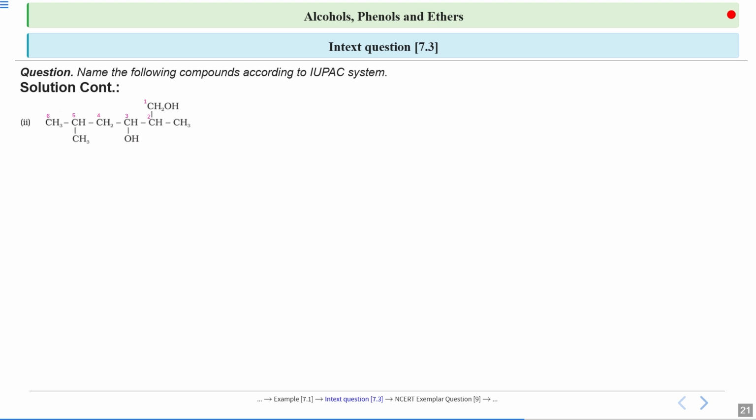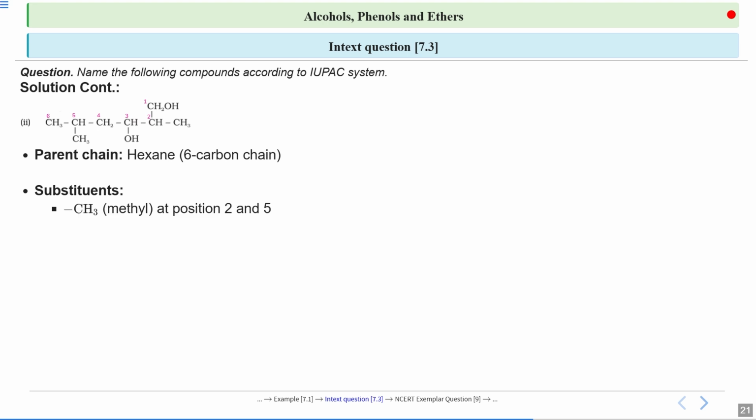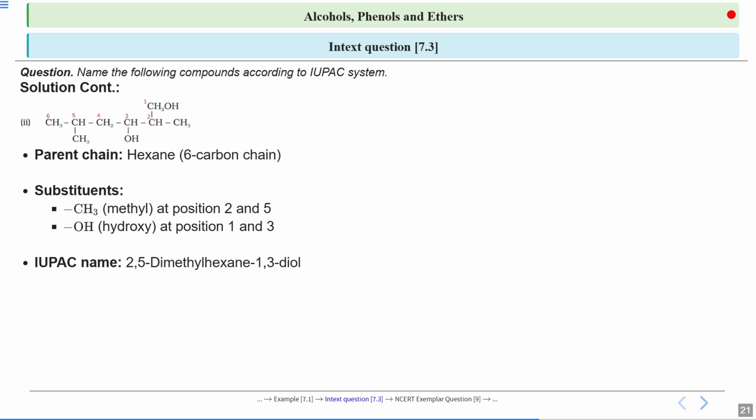Then comes our second compound. We have selected the parent chain here and done the numbering. So the parent chain is hexane, a 6 carbon chain. The parent chain should contain the carbons attached to OH. The substituent is CH3, that is methyl, at positions 2 and 5. Also, the hydroxy groups are present at positions 1 and 3. So the IUPAC name will be 2,5-dimethylhexane-1,3-diol. This is a polyhydric alcohol, so the e will be retained of the parent alkane name.